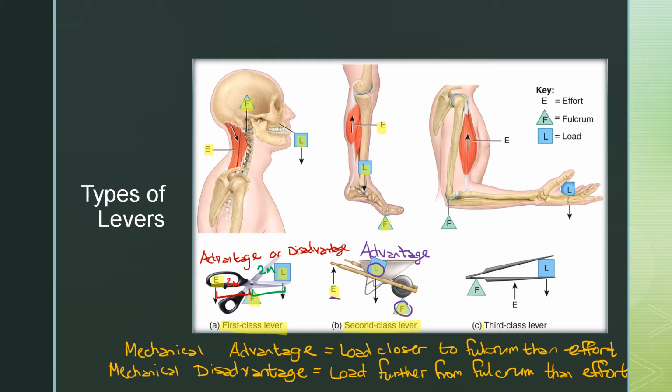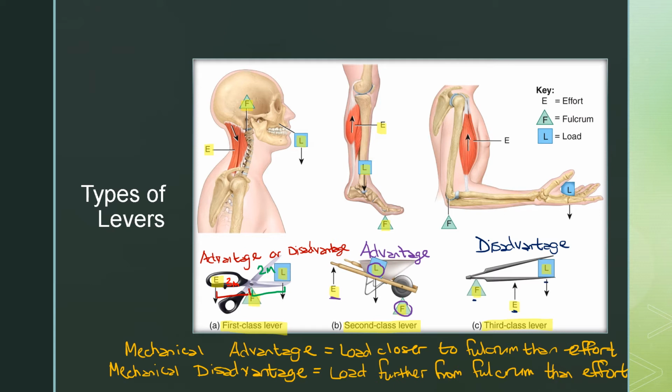Then lastly is the third class lever, and these levers will operate like a pair of forceps. These are going to be the most common types of levers in the body. So this is where the effort is applied between the fulcrum and the load. Now these types of levers will actually always produce a mechanical disadvantage. And that's because the effort will always be closer to the fulcrum than the load is.